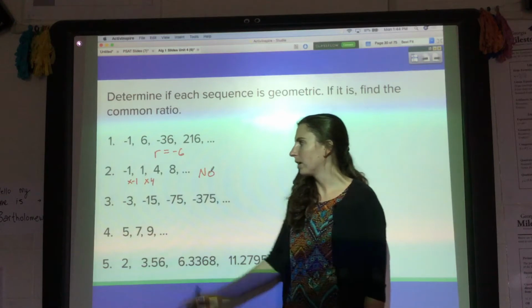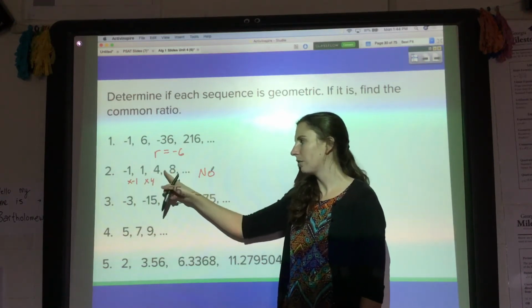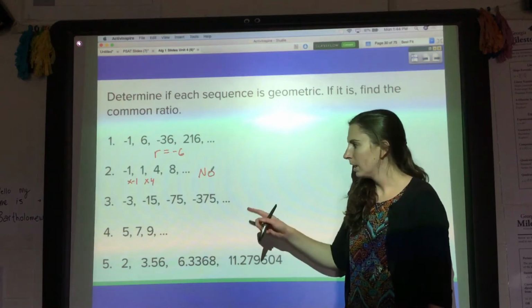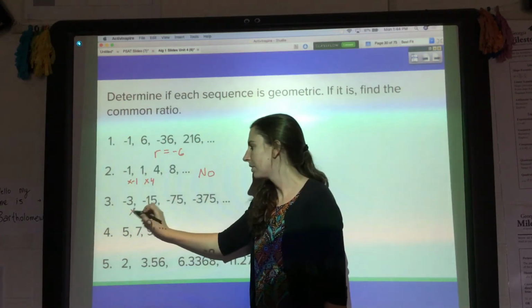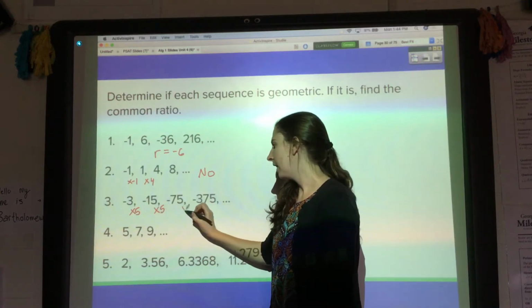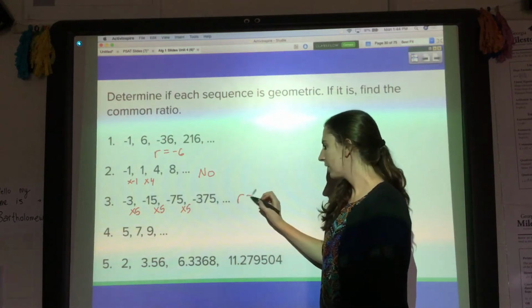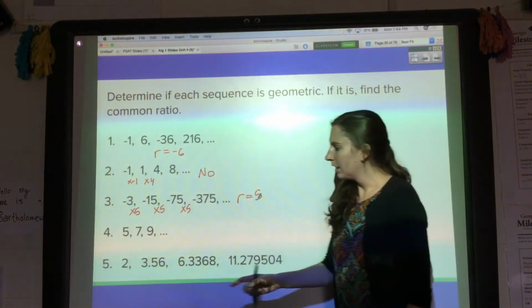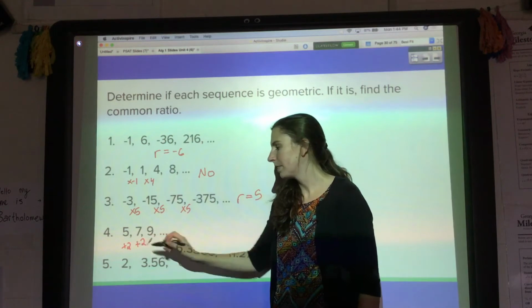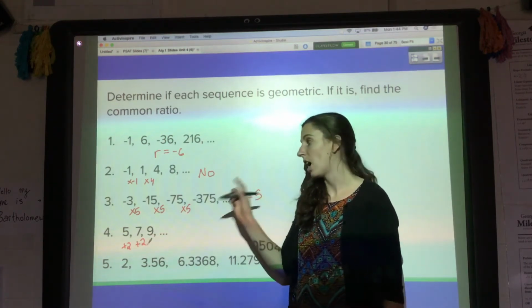This is a cool pattern. You add 2, you add 3, you add 4, but it's not a geometric sequence. This one looks like it's times 5. Let's make sure that holds up. 15 times 5, and this times 5. Yeah, so that one is geometric. The R value is 5. This one is doing plus 2 each time. That's an arithmetic sequence, not geometric.